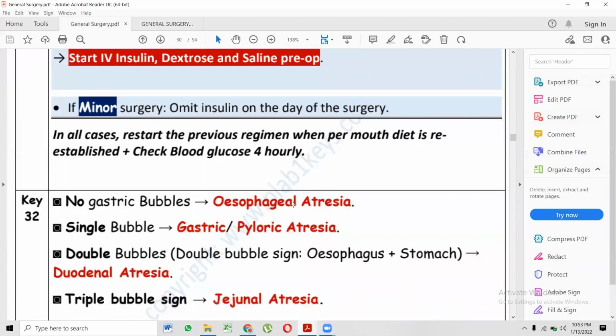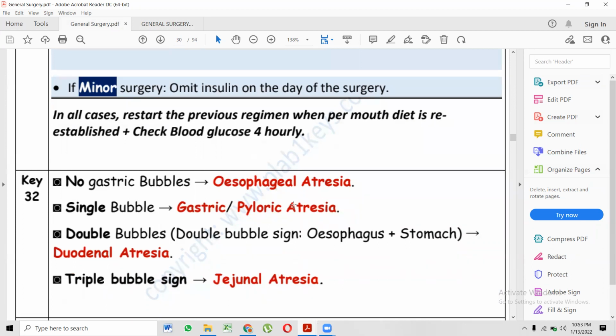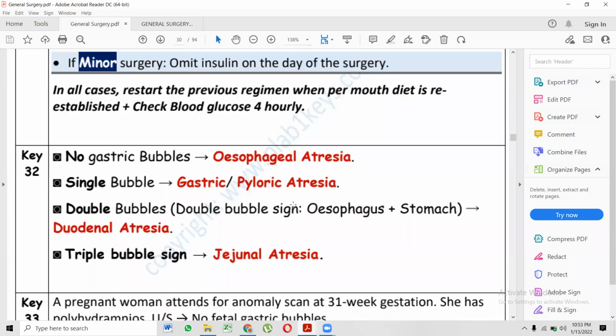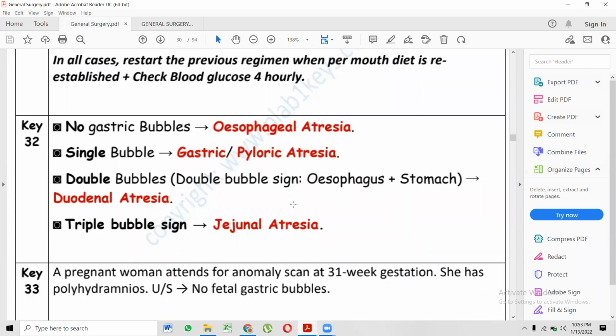So no gastric bubble on X-ray or on antenatal ultrasound scan, then it is esophageal atresia. A single bubble, it's gastric or pyloric atresia. Double bubble, it's duodenal atresia, and triple bubble, it's jejunal atresia.